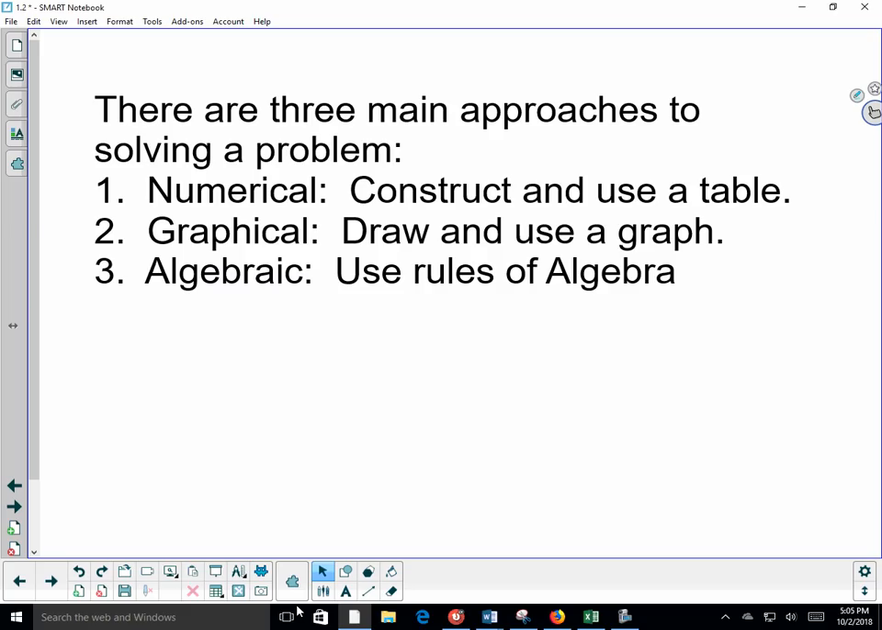Some problems might lend themselves more to an algebra approach, whereas others might lend themselves more to a graphical approach, and so on. All right, so that's it for this lesson.